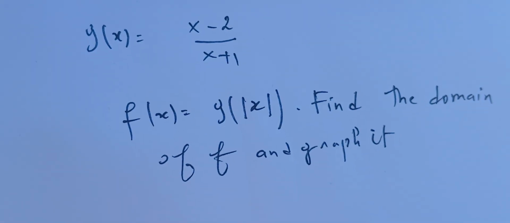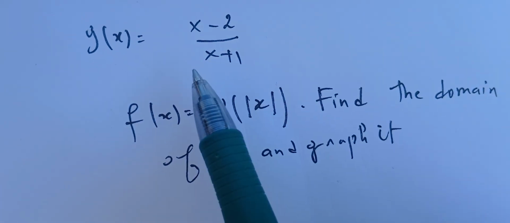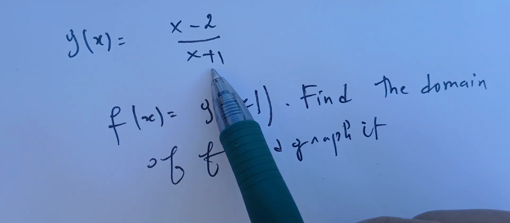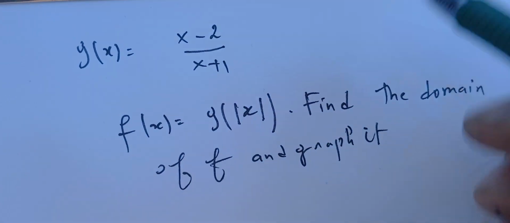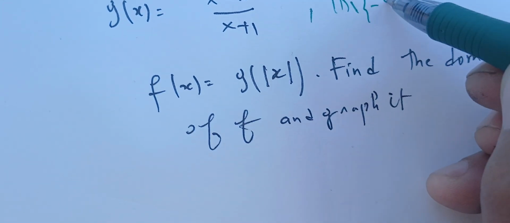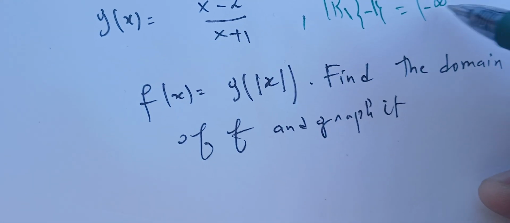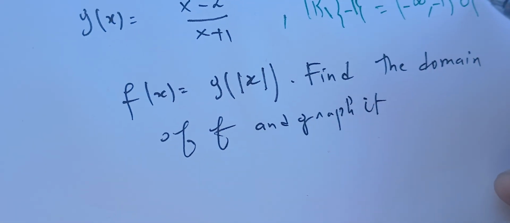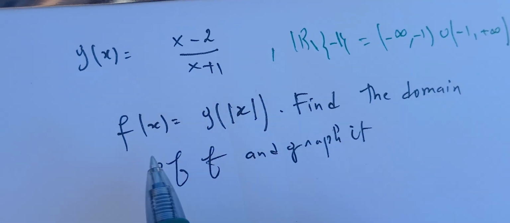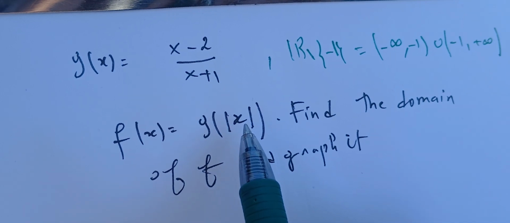Welcome back. In our case now we have two functions, f and g, but first let's talk about g. g is defined as (x - 2) over (x + 1). So clearly its domain is R minus {-1}, or we can write it as (-infinity, -1) union (-1, +infinity). And we define f of x as g of the absolute value of x.